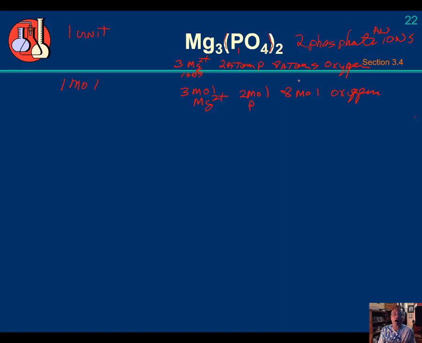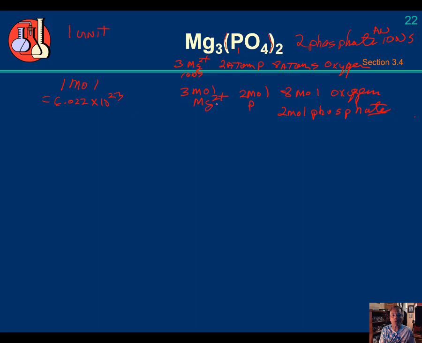All right, and one more. If I have 1 mole of magnesium phosphate, I have 2 moles of phosphate. So that would be 2 moles of phosphate anions. Okay? All right. Now, let's think about what a mole means. 1 mole is equal to 6.022 times 10 to the 23rd of whatever it is we're talking about.